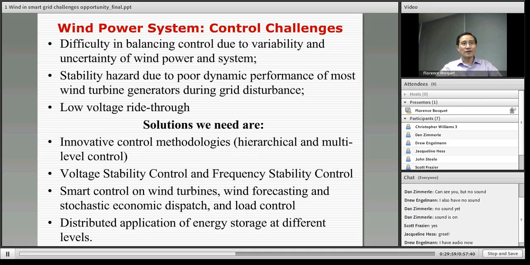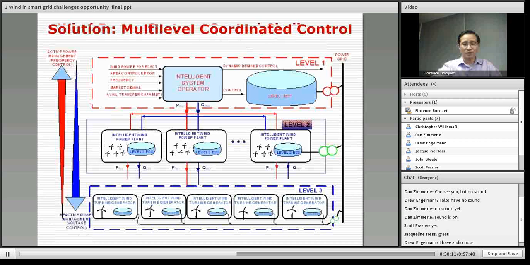And another very promising solution is that we can use energy storage, but in a distributed way. I will show you a picture here. This is a proposed solution idea to help integration of large-scale wind into the power grid, what we call multi-level coordinated control.